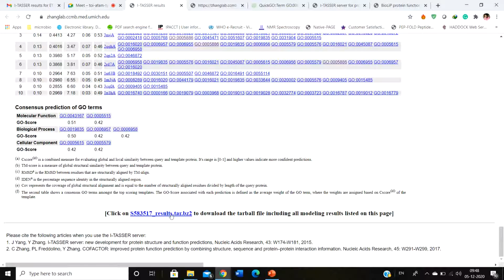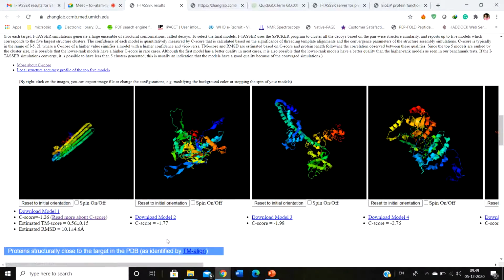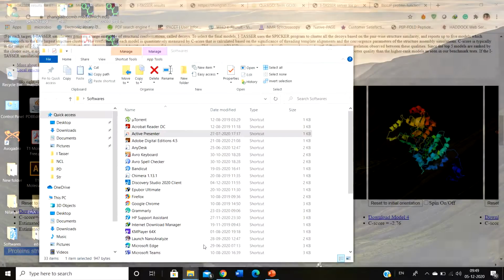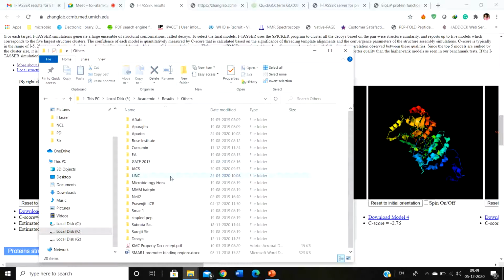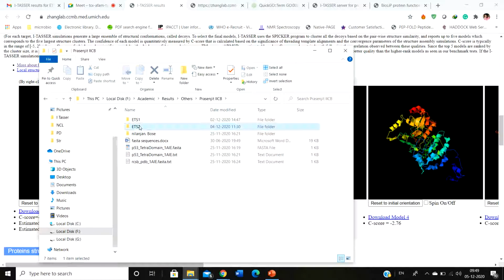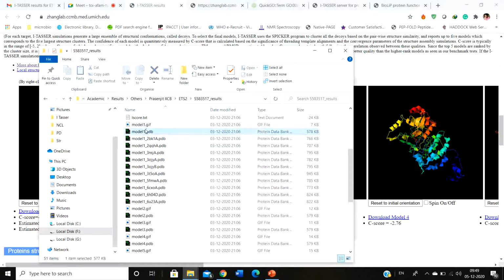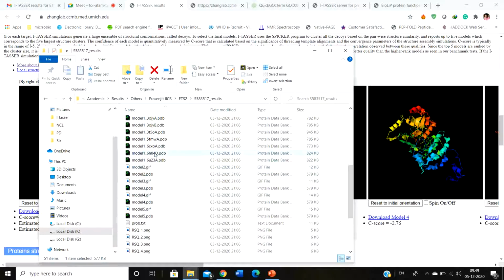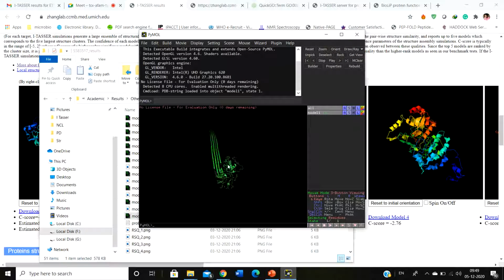Okay, and simply click on this result, it is going to download all the server outputs, including the models. And once you download the models, you can simply open them up in PyMOL. For example, let us take a look at the models first. So these are the models. For example, this is model 1. Let me upload all the models here.